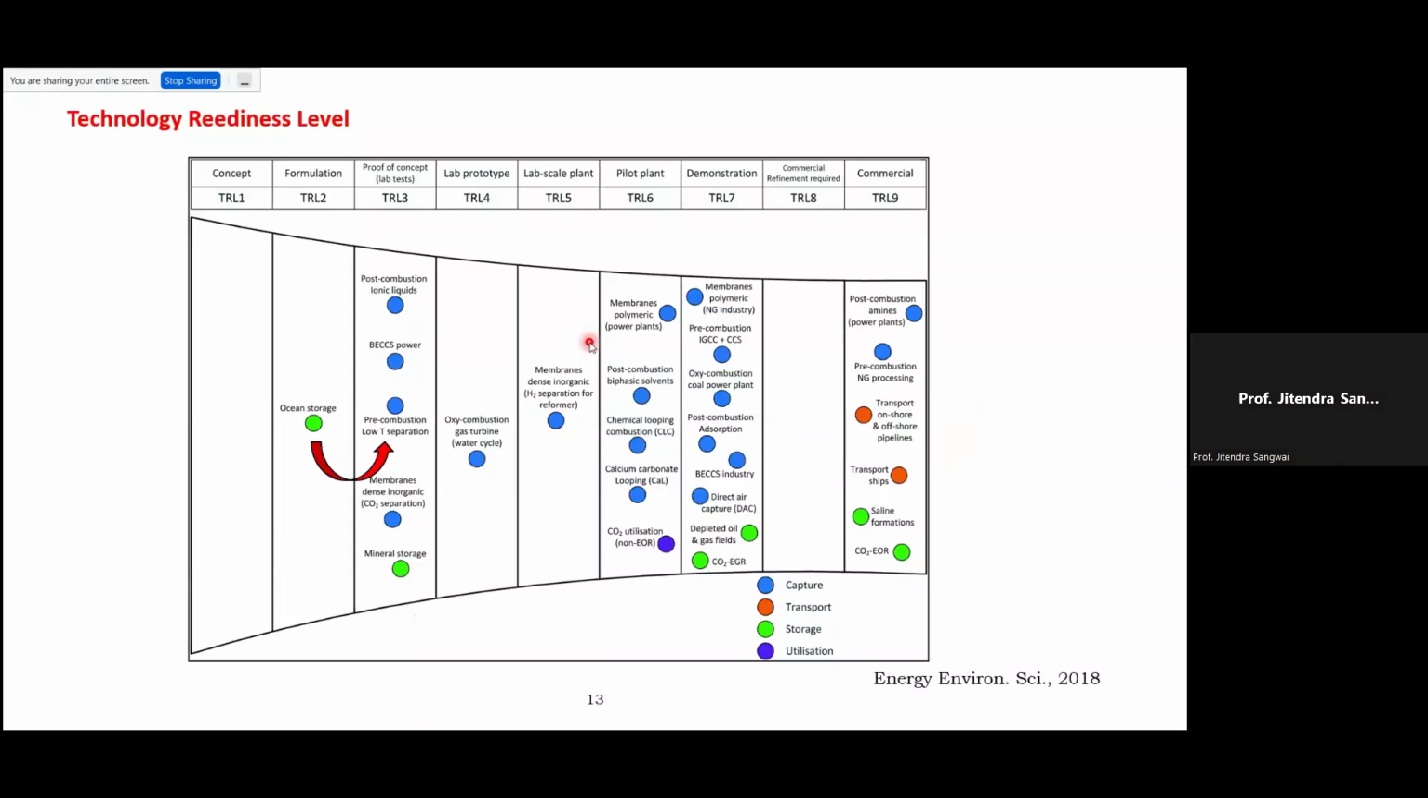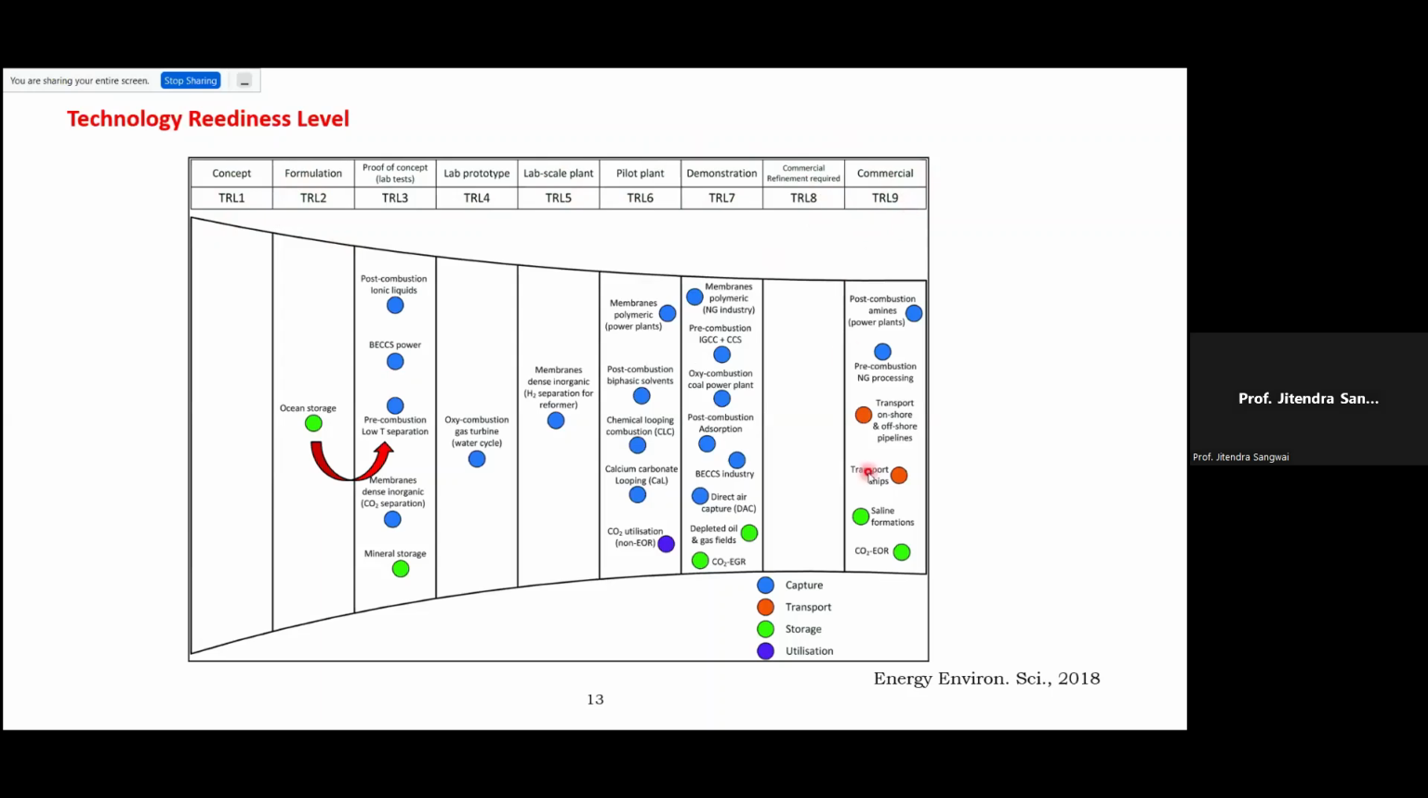So various methods exist, and if you look at the technology readiness level of various methods, you start from concept at TRL1 to commercialization at TRL9. From TRL1 to TRL9 you have various steps, from formulation, proof of concept, lab prototype, lab scale plant, and pilot plant. You can have demonstration, and you can have commercial refinement requirements, if any, and then you can go for commercialization.